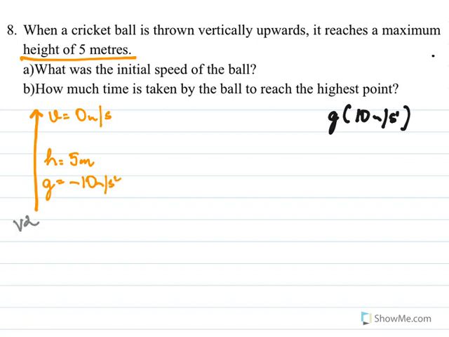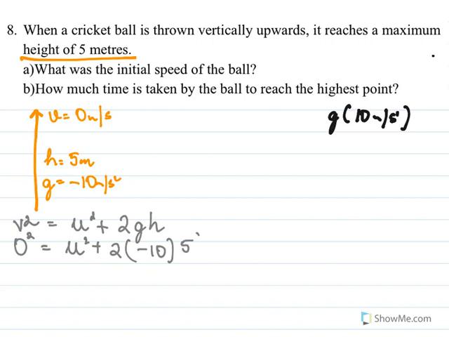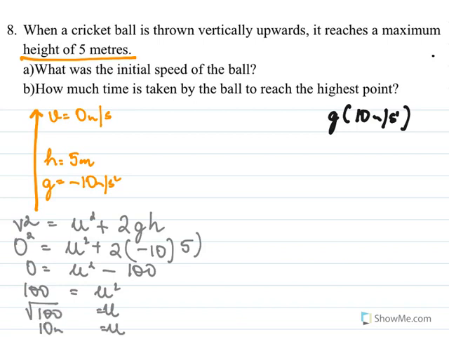So here we use the equation v square equal to u square plus 2gh. We know v is 0, so 0 square, u we do not know, 2g is minus 10, h is 5. So 0 equal to u square minus 100. So 100 equal to u square, u will be under root of 100, so u will be 10 meter per second. So that means it is thrown up with a speed of 10 meters per second.